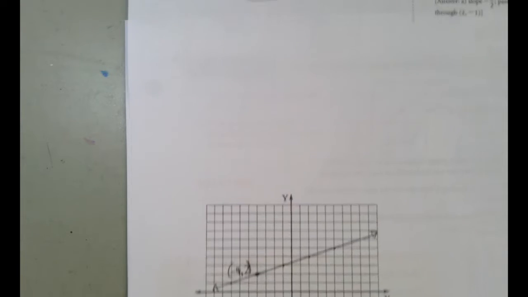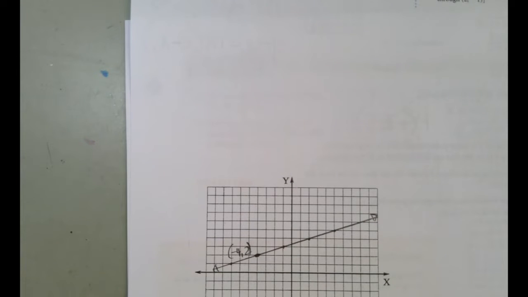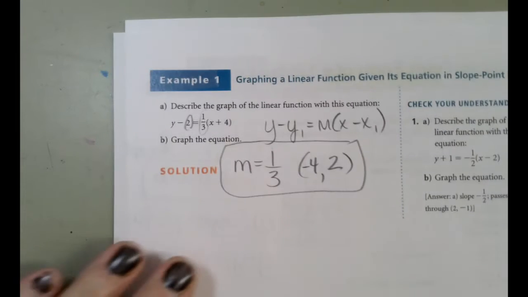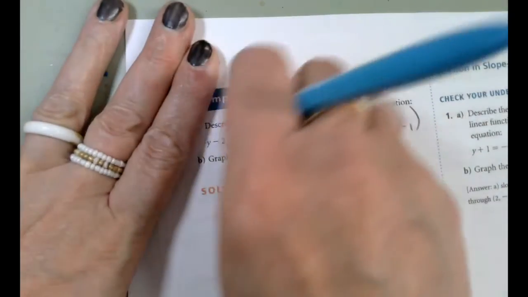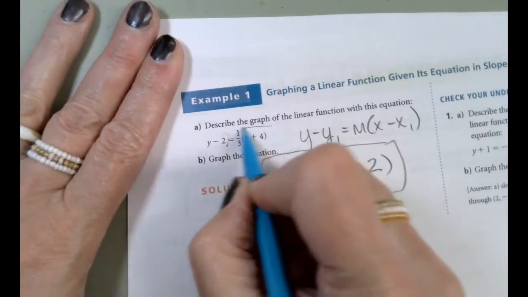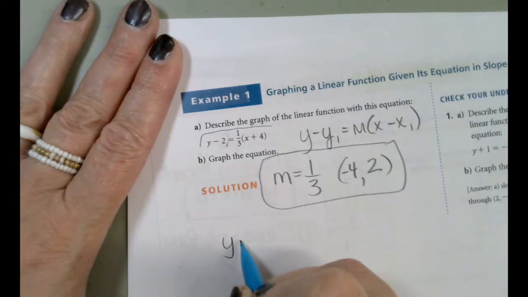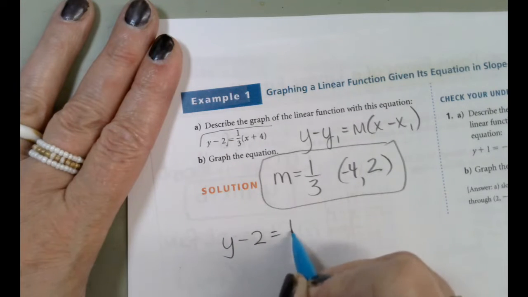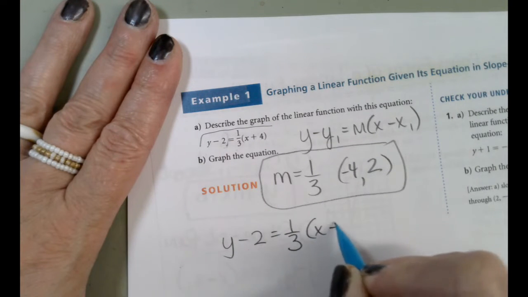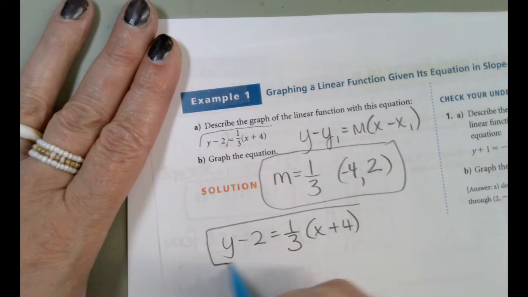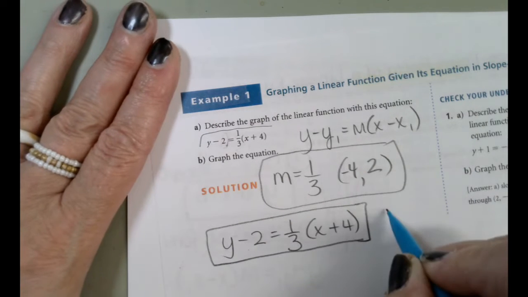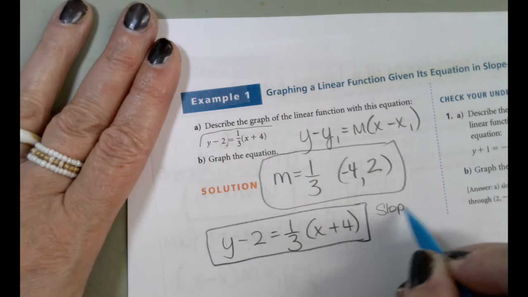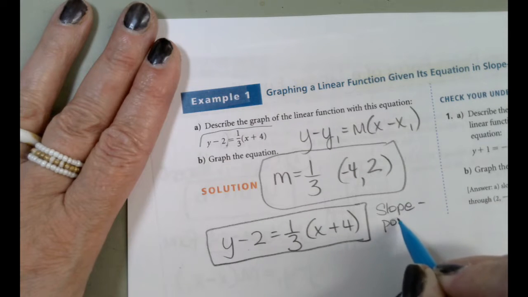Now, because I have introduced a second equation, you need to be able to go back and forth between the equations. So this is one way of writing this line, right? I'm going to write it down again here. Y minus 2 equals 1/3 times x plus 4. This is one way of writing the line. That is your slope point form.